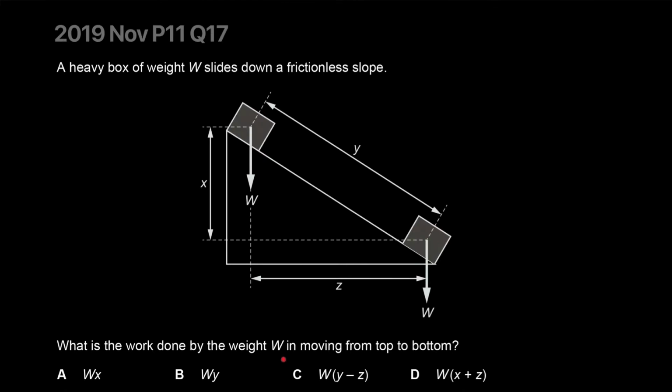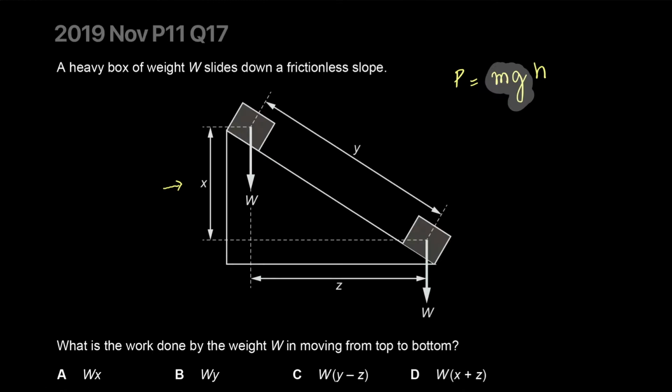What is the work done by the weight W in moving from top to down? So weight W is actually just the conversion of potential energy. It traveled at a height of x. So what is the potential energy that got converted into kinetic energy, right? So that's potential energy: the mass of the object times g times h. None of these quantities are given to us, but we understand that mg is essentially weight.